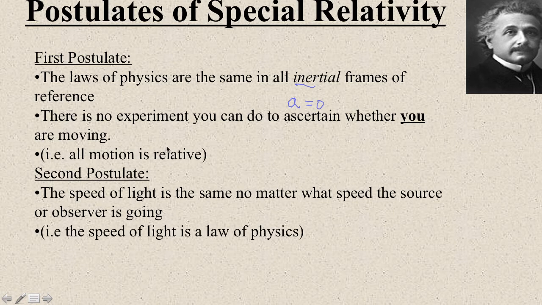Basically, I think this is redundant. I think there's just one postulate here, right? The speed of light is a law of physics. If all laws of physics are the same, then the speed of light would be the same. Now, what this means is very, very strange, right?